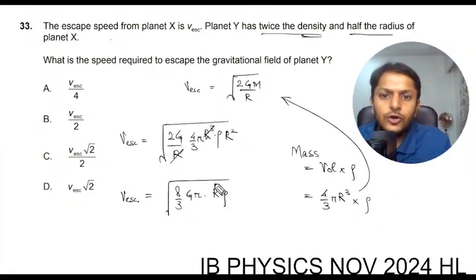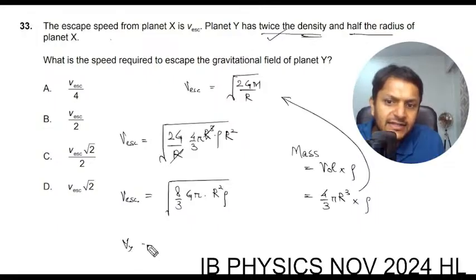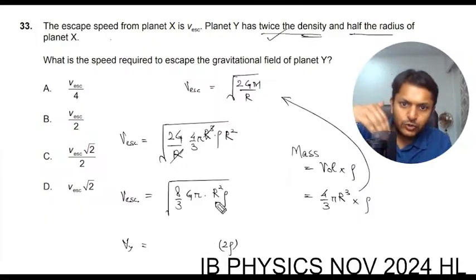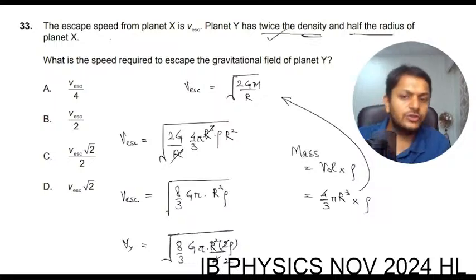Now, what are the changes? The density for Y is double, so you would be multiplying twice here, and half the radius. So radius will be divided by 2, it will become 1 by 4. So 4 goes to the denominator. Every other thing is just copied like this. So this 2 and 2 are going to cancel out. The square root is always there.